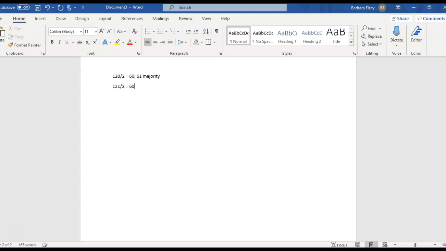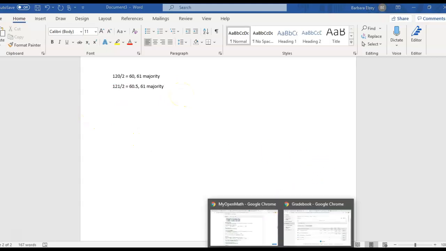Now if that had been, let's say it had been 121 and we had divided by 2, we would have gotten 60.5. In that case, anytime we get a decimal, we just round it up no matter what the decimal is. So we'd still get 61 as the majority. So it's the next whole number from what we get when we divide by 2. That gives us the majority.